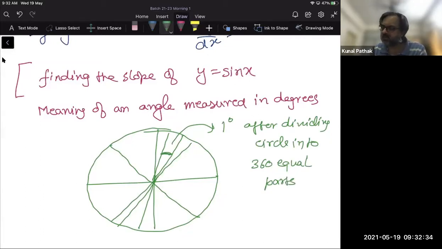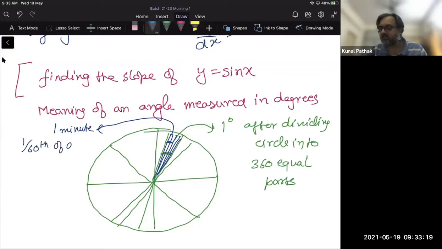Of course, after some time, it was found that this is insufficient, because if you are traveling on the sea and you make a mistake of 1 degree, then you may end up a very large distance away from your intended destination. So what they did was they said, let's divide this into 60 equal parts. Let's divide this into 60 equal parts. And then this particular angle will be called 1 minute. Okay, it is 1/60th of a degree.